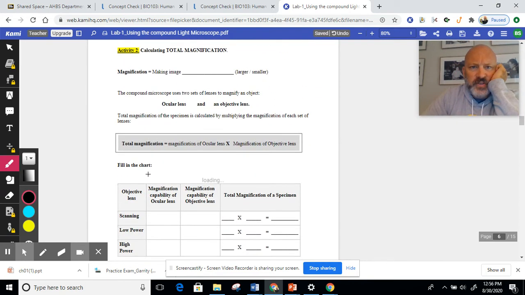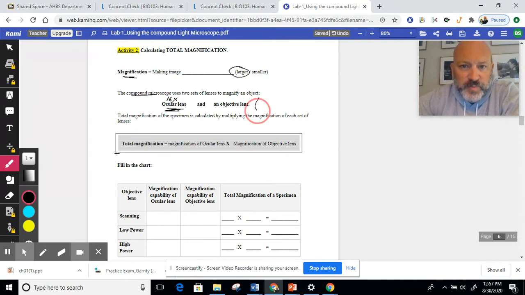All right, very good. So how do we calculate total magnification of a microscope? Remember, we look through an eyepiece that has magnifying power, and then we look through objective lenses that have their own magnifying power. When we're talking about magnification, it is making an image larger or appear larger. When we use a compound microscope, we're using two sets of lenses, the ocular lens, 10x, and an objective lens. Depending on which one, we have a 4x, a 10x, and a 40x.